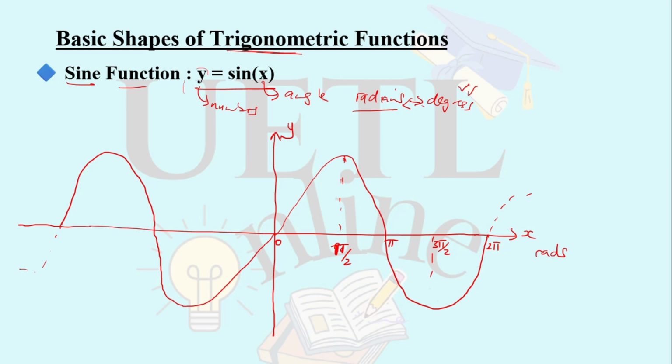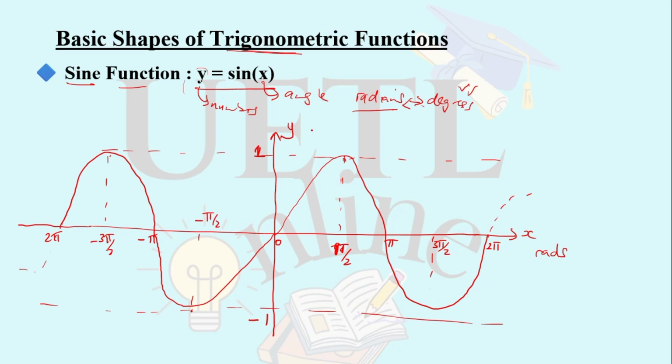Then we just take it again to the left. Here it is minus pi over 2, here it's minus pi, here it's minus 3 pi over 2, and here it's minus 2 pi. So this is the graph of y equals sine x. You can see that all these peaks are equal. Here it's 1, and here it's minus 1. So this is the basic graph of sine.